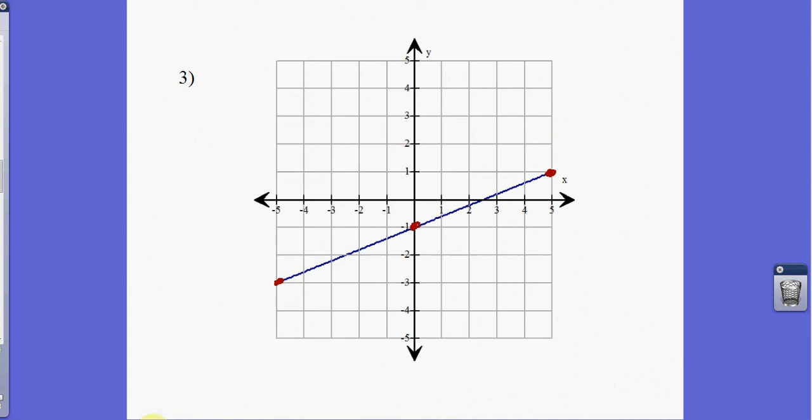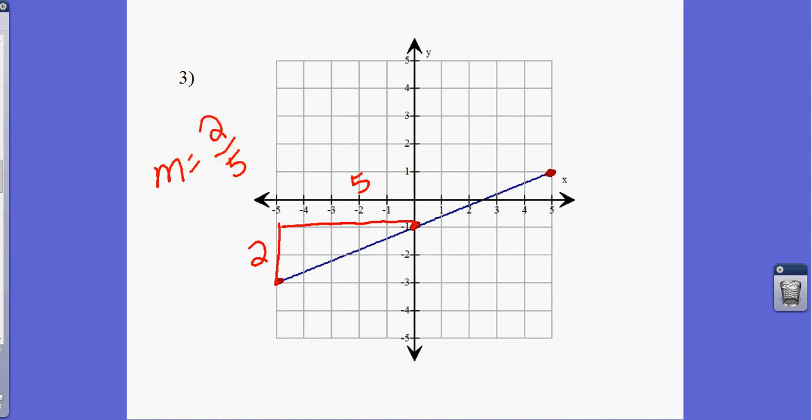Let's see, we'll use red. And let's just use this point right here and this point right here to get our slope. So my rise is up 2. My run is 5. So my slope should be 2 over 5.